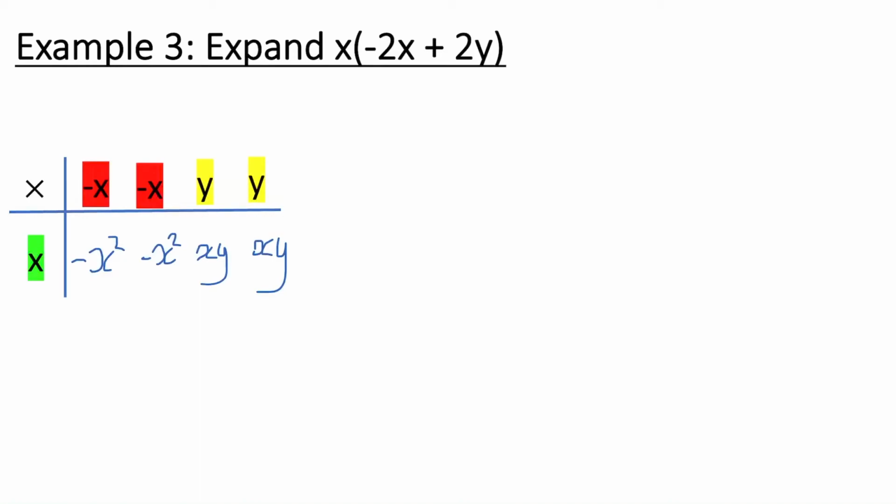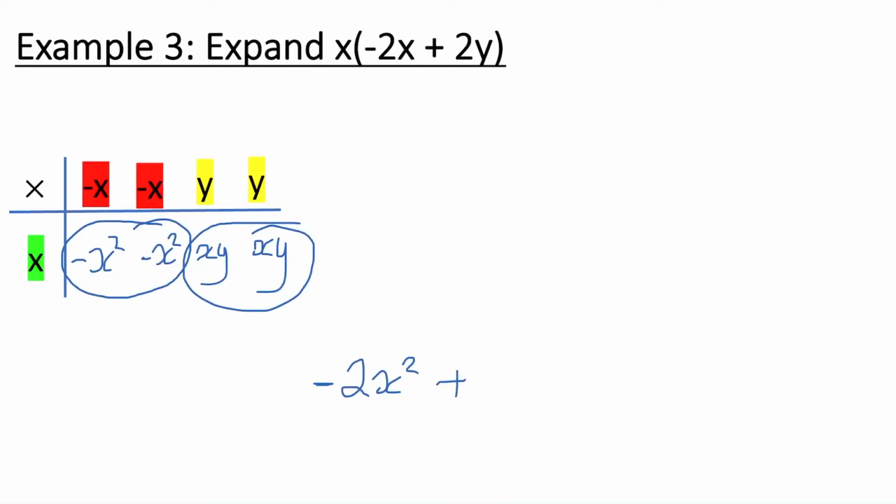Now we are going to collect the like terms. We start off with negative x squared terms, and we have two lots of that, so it'll be negative 2x squared. Then we collect our final like terms, which is xy, and we have two lots of those, so it will be add 2xy. And that is our final answer.